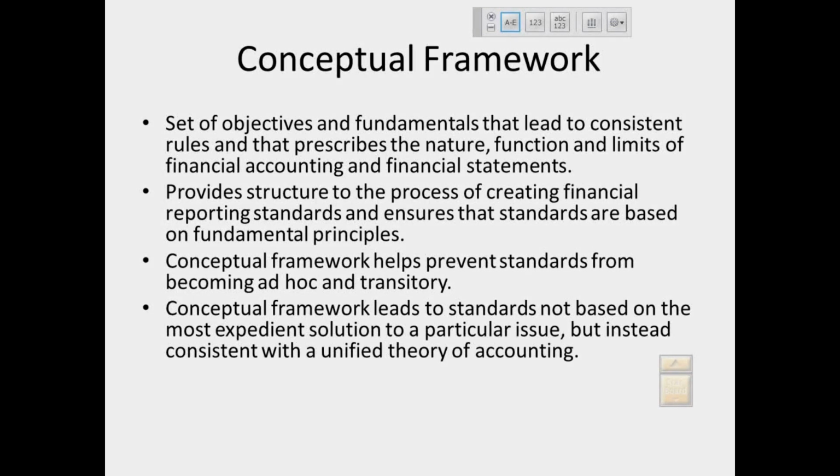Okay, so the conceptual framework is what we call our accounting constitution. It's basically the set of objectives that allow us to have consistent and well thought out rules and procedures. So we want to have accounting rules that make sense. Who decides what makes sense? Well, let's give a set of goals, and then we'll see whether the rules are helping us to accomplish those goals. Okay, it also gives us some structure.